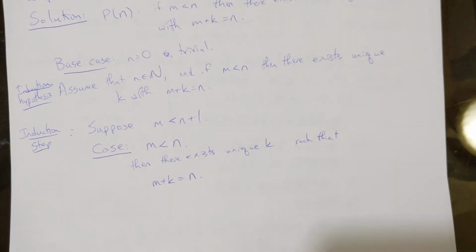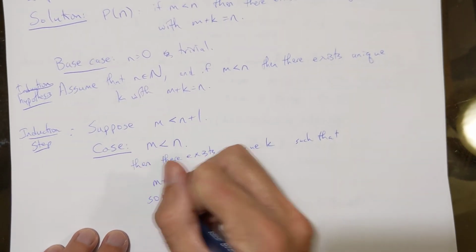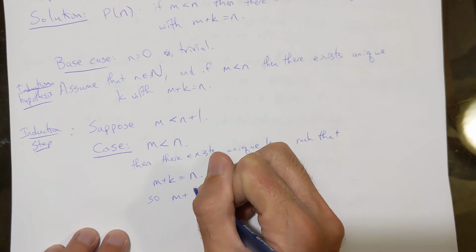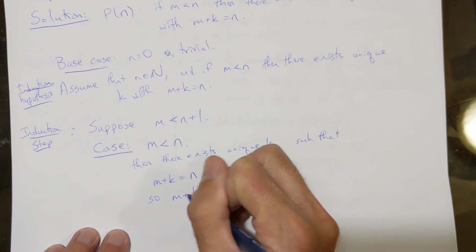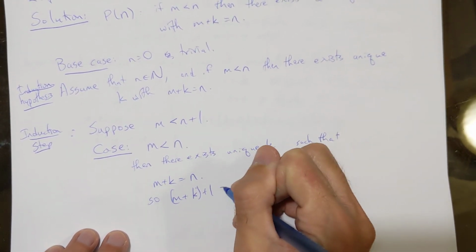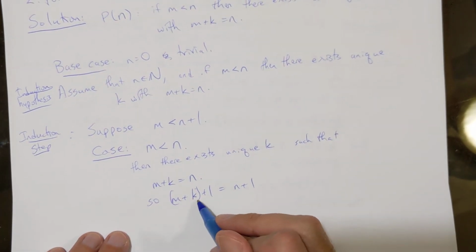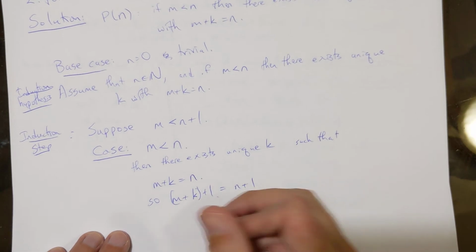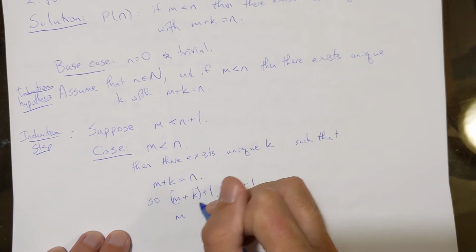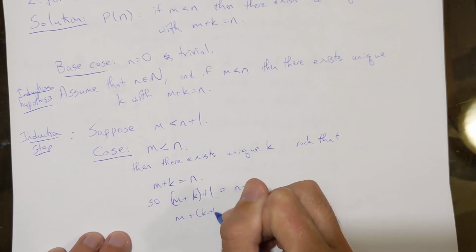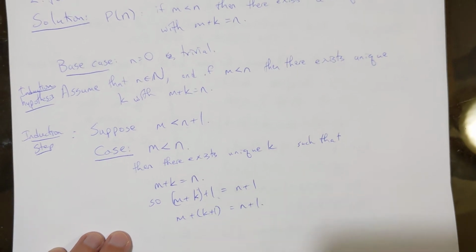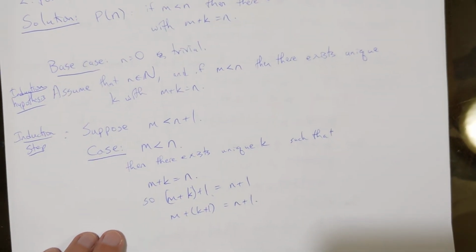Now let's add 1 to both sides. I guess we should do it carefully. If we add 1 to both sides, we get m plus k plus 1 equals n plus 1. But this is the definition of m plus k plus 1. That's just n plus 1.